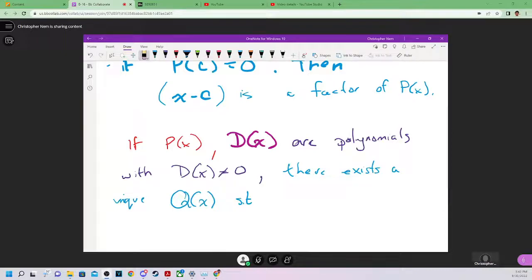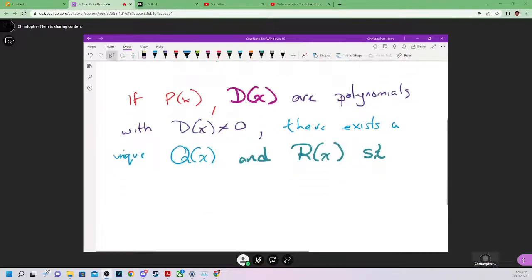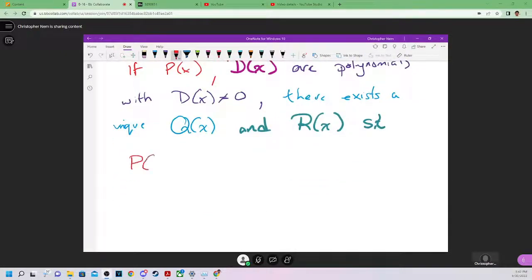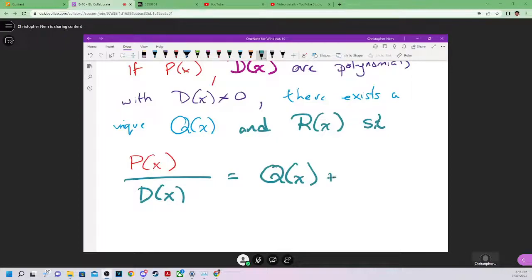I can have my polynomial divided by my division polynomial, let's call this a divisor, d for divisor. And that's going to be equal to exactly q of x, my quotient polynomial, plus some remainder polynomial. That remainder can be written as the remainder over my divisor. Boom. Okay.